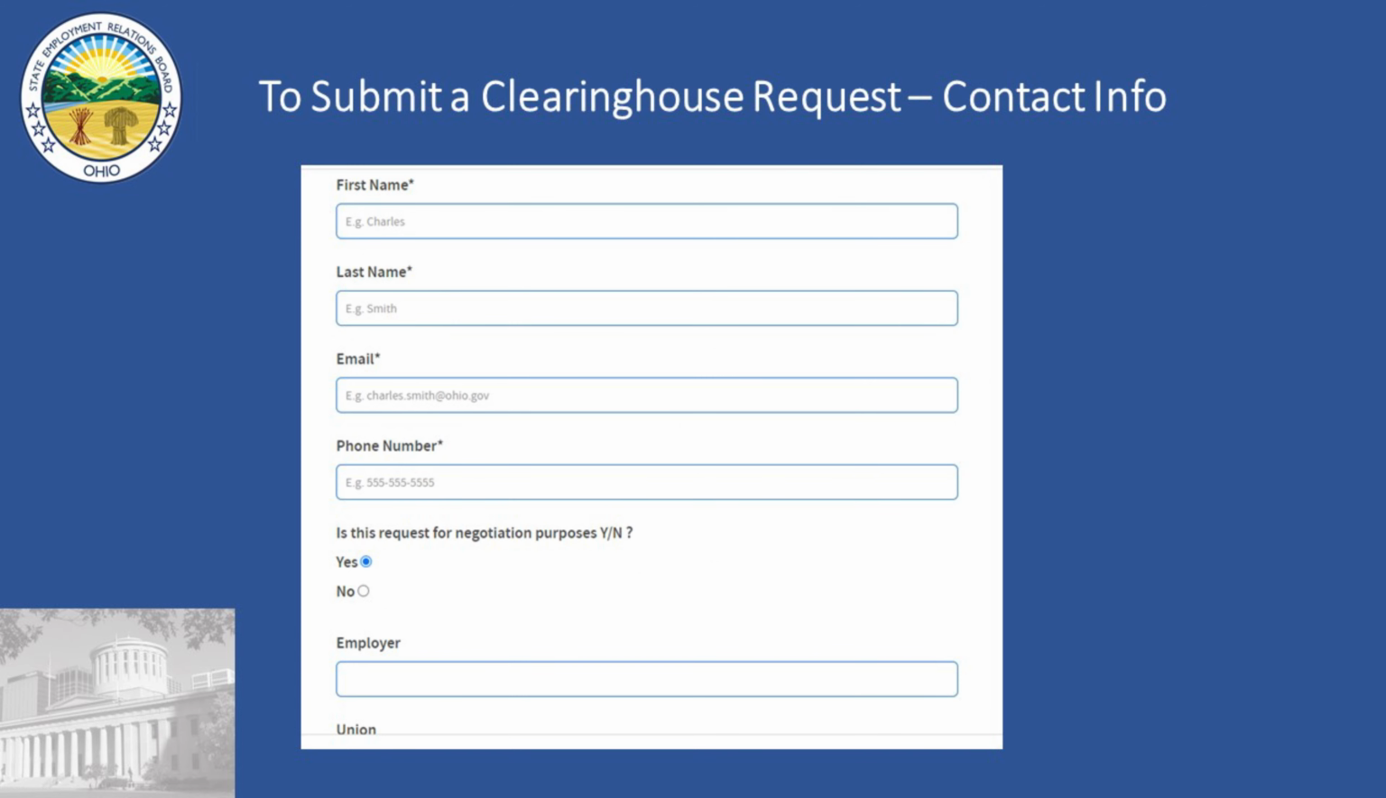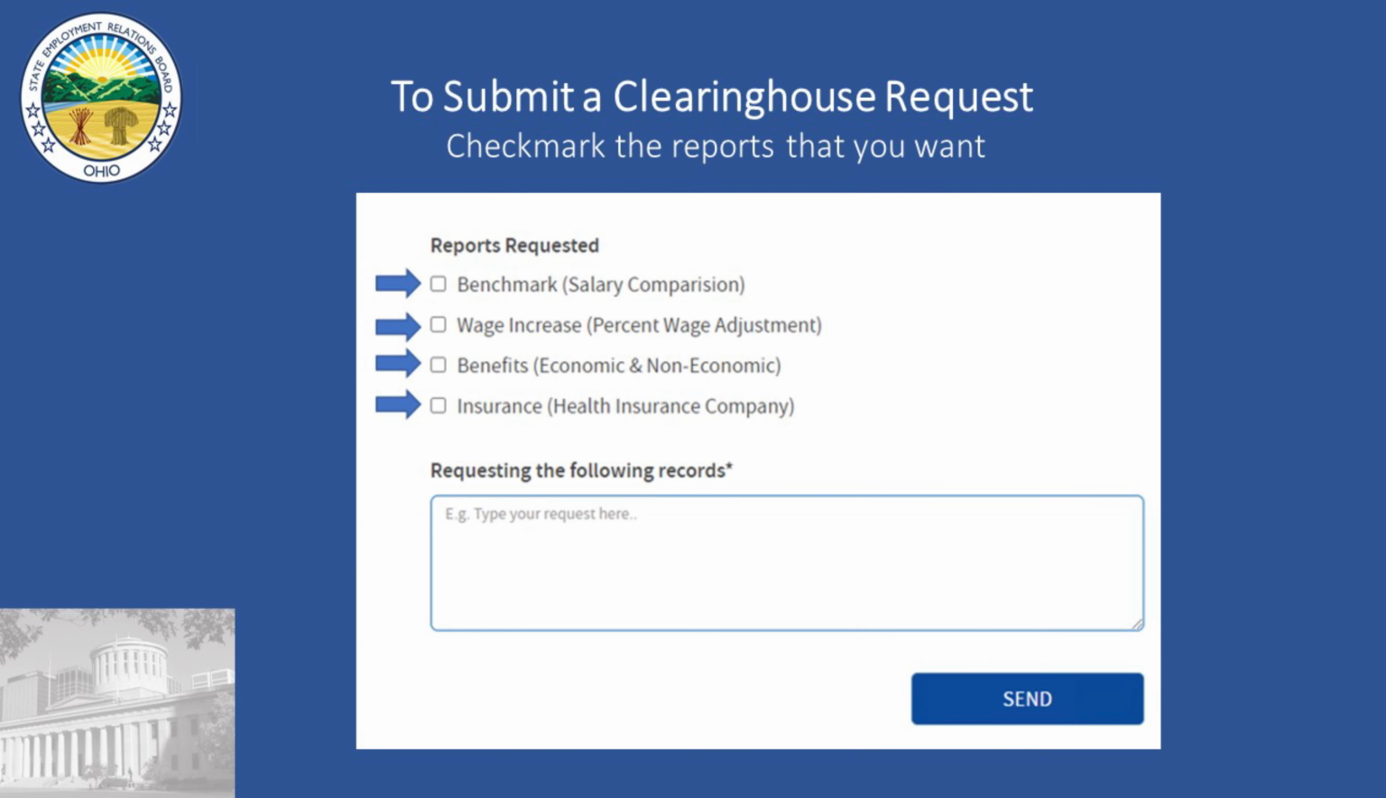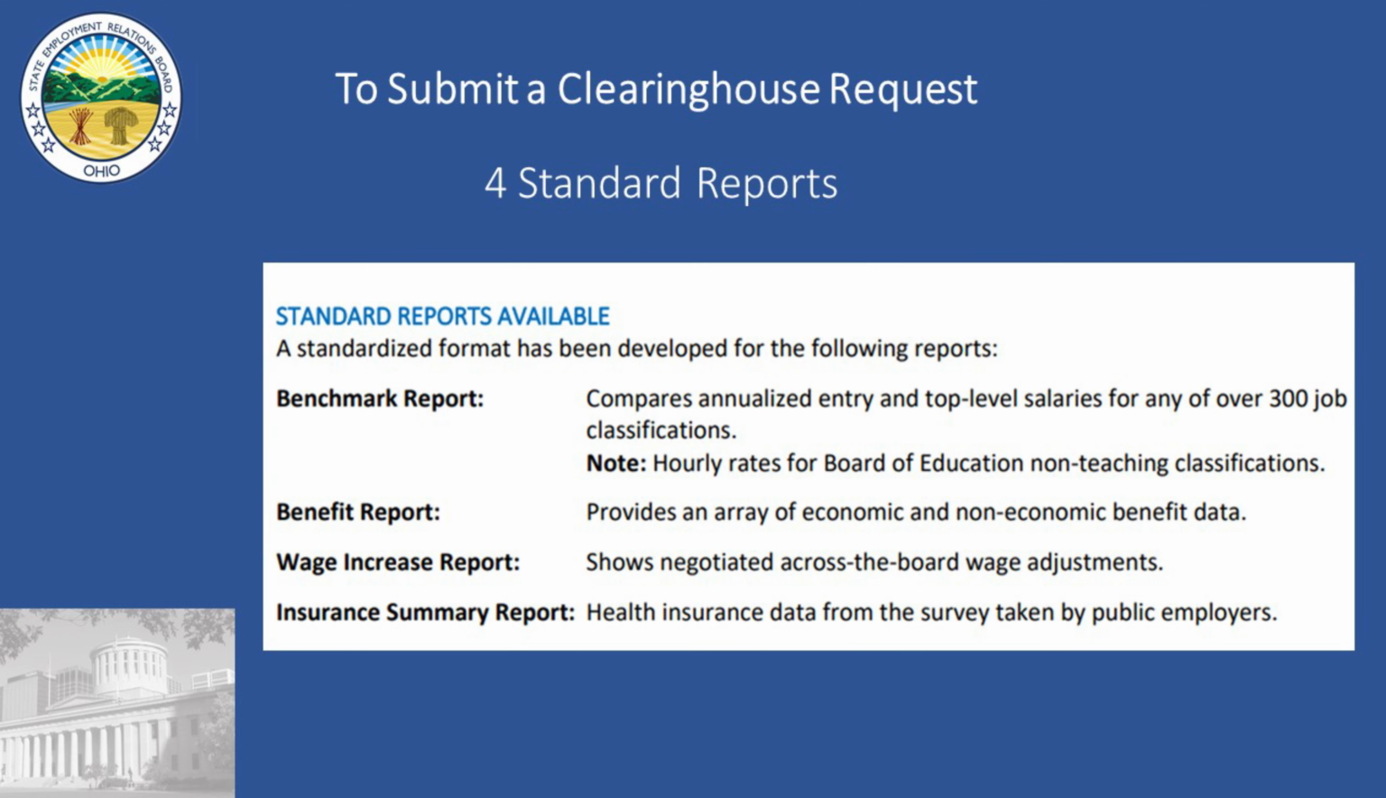To submit a Clearinghouse request, please complete and submit the form shown on the web page. This form gathers your contact info, the types of Clearinghouse reports that you are requesting, and the details about your research request. Please select which of the 4 reports that you want included in the response to your request.